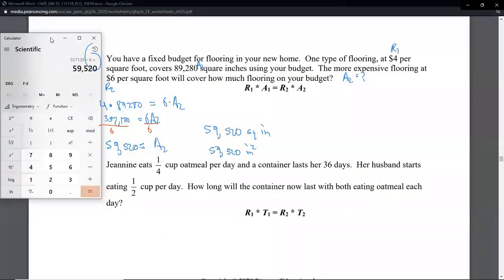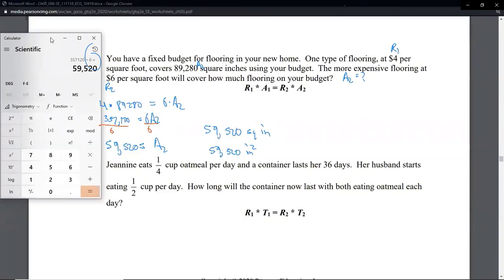Good enough. Janine eats a quarter of a cup of oatmeal per day, also known as 0.25 cups per day, and a container lasts her 36 days. This is her by herself. So her husband starts eating half a cup a day. How long will the container now last with both eating cereal each day?